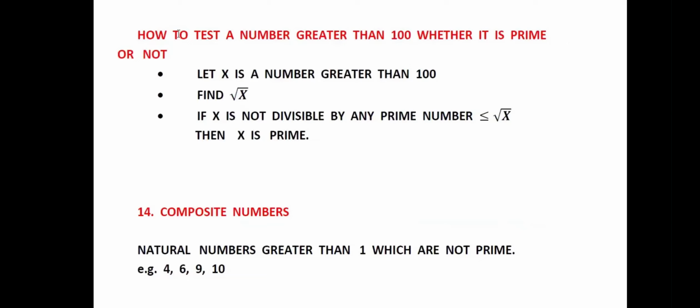So whatever we have discussed for 247, it is written in words. Let x be a number greater than 100. Find the square root of x. If x is not divisible by any prime number up to that, then x is a prime number. What are composite numbers? Natural numbers greater than 1 which are not prime. Examples: 4, 6, 9, 10.